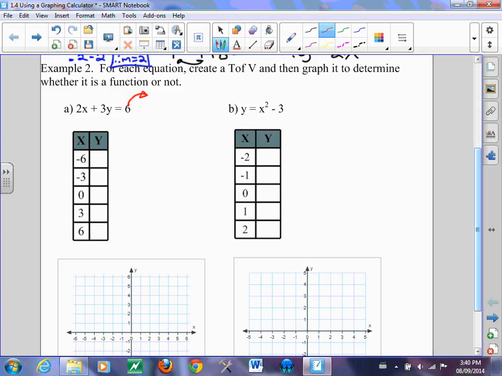So the first term we want to get by itself is the 3y. Okay, and why is that? Because we're going to get into y equals.